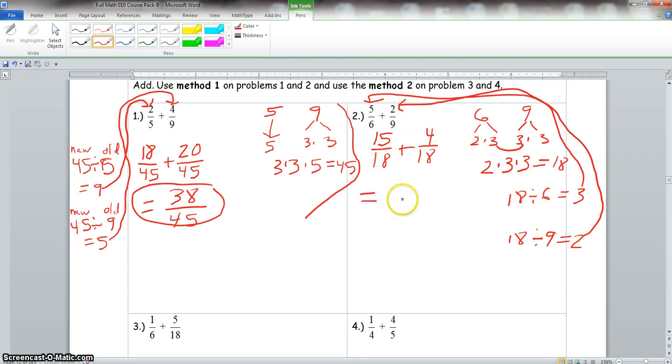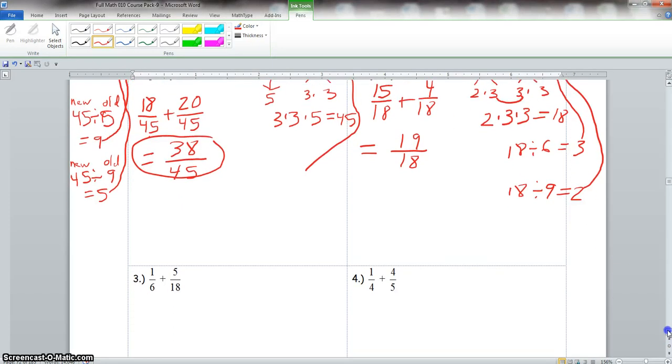Now, we combine like terms. The denominator is 18, and we add our numerator. 15 plus 4 is 19. Now, we scroll down here.